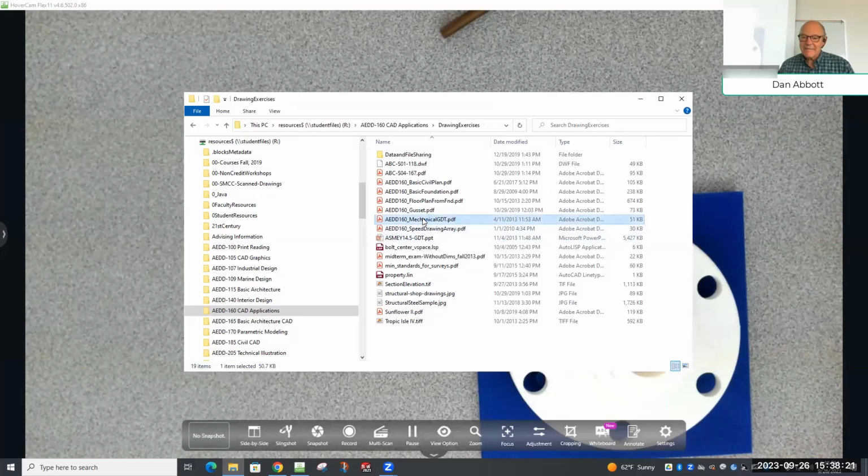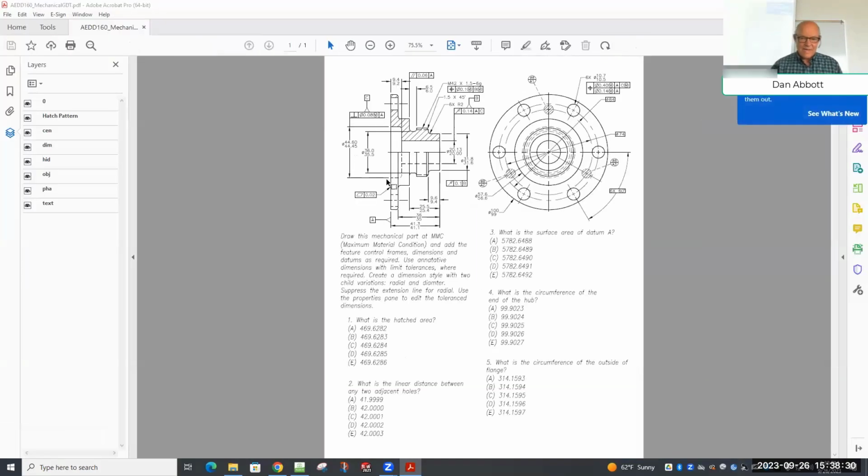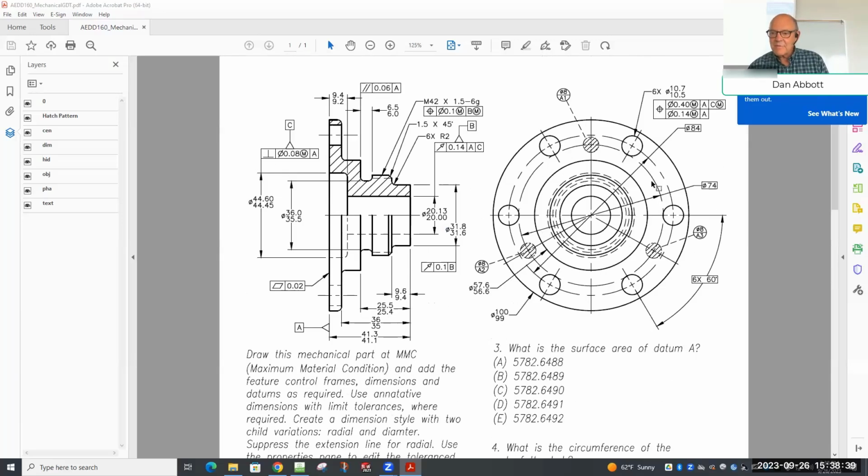Mechanical GD&T right here. So one of the reasons why we designed this CAD applications course is so you could get better at AutoCAD, but also so you get an experience with how AutoCAD gets applied in different disciplines. So this discipline is known as mechanical design. And the drawing itself comes directly from a document called the ASME, which stands for American Society of Mechanical Engineers, Y14.5 document on dimensioning. I'll show you what it looks like.